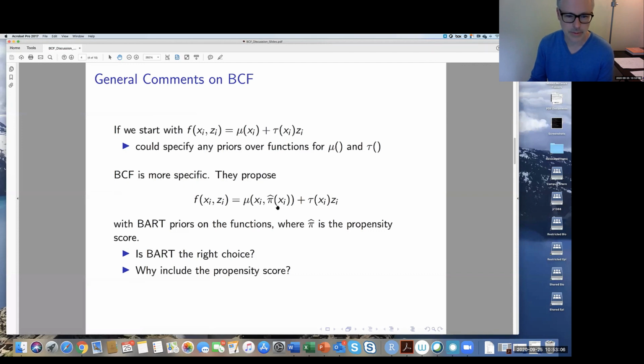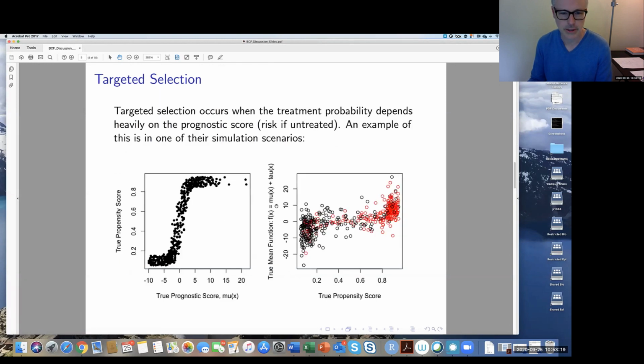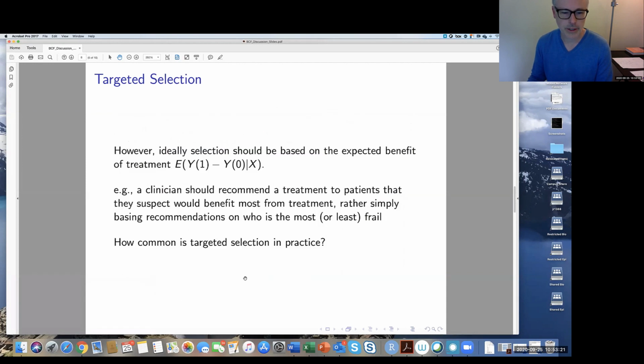because you have this nice monotone relationship between the true mu and pi. Later in the paper, they call it a hint function, and that's kind of what it is. This pi hat is sort of steering you in the right direction. But one question I think we have is, how often does this happen in practice where you have targeted selection?